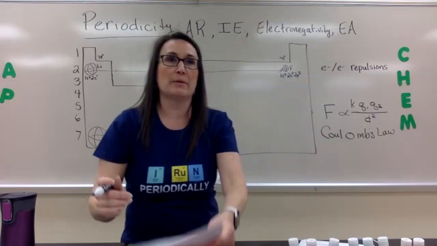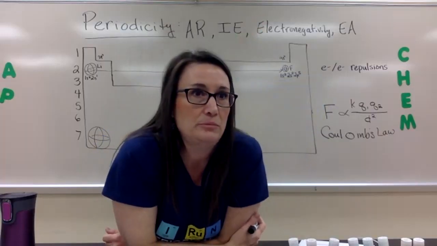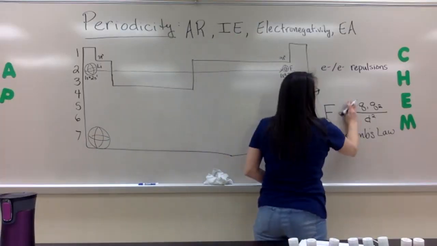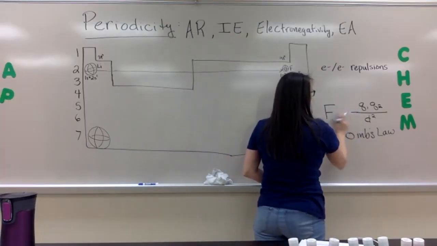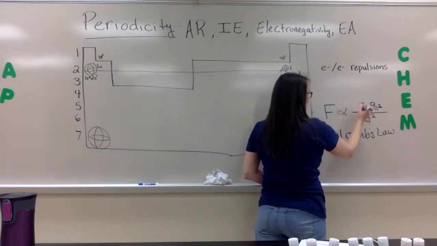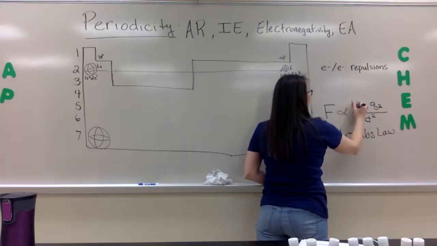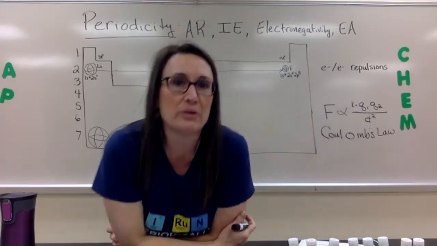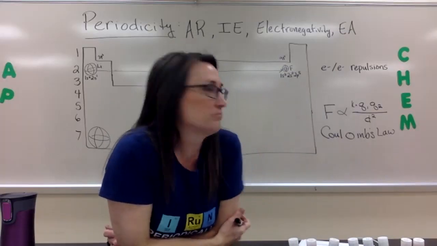What was your question, Eli? This said k plus Q1 plus Q2. Like this? No, you had it right. It's all over d squared. Oh, I know what you're saying. It just might look like that. A lot of times they don't even put that in there, which is why it's confusing. So there is a constant that we have to put in there. Sorry about that.